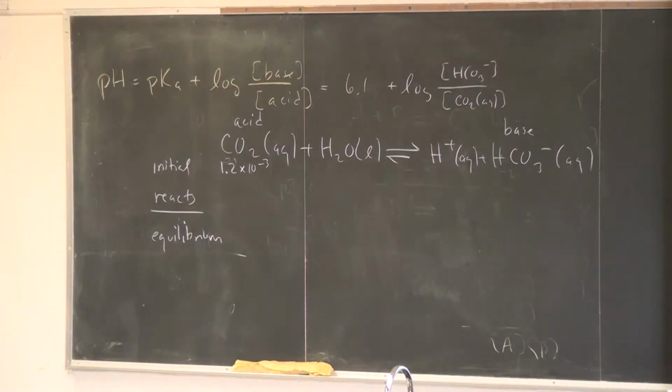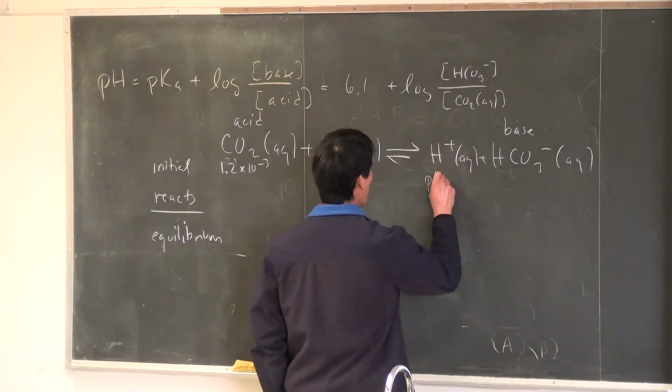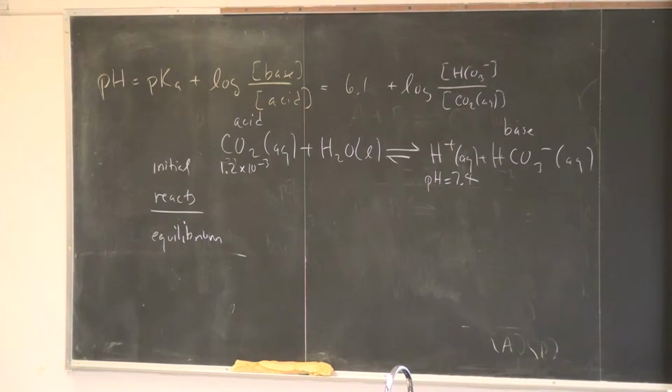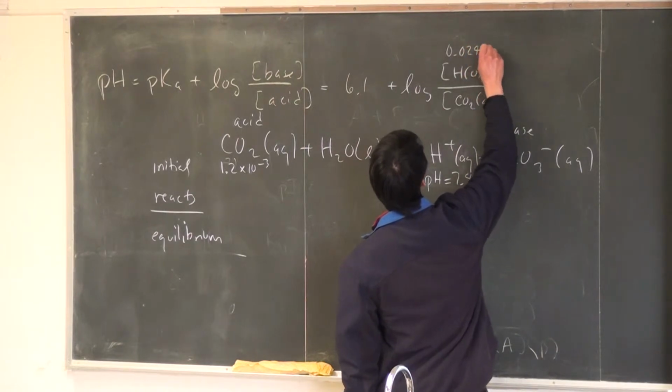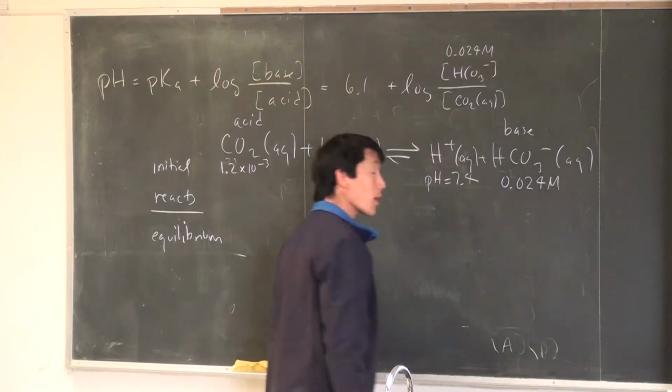What's the initial H plus concentration? What's the pH of blood usually? 7.4. So this is going to be the initial H plus, at pH equals 7.4. What's the initial concentration of HCO3 minus? From the previous question, this was supposed to be 0.024 molar. So this is going to be 0.024 molar.